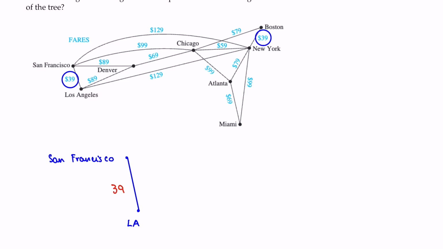Now move on to the next cheapest edge, that is going from Boston to New York. And this is also going to be $39. Now the next one is going to be $59, and I see that that's going to be the airfare going from Chicago to New York and vice versa. And I include that here. And there should be a connection going from Chicago to New York. And it's going to be $59 for the weight.